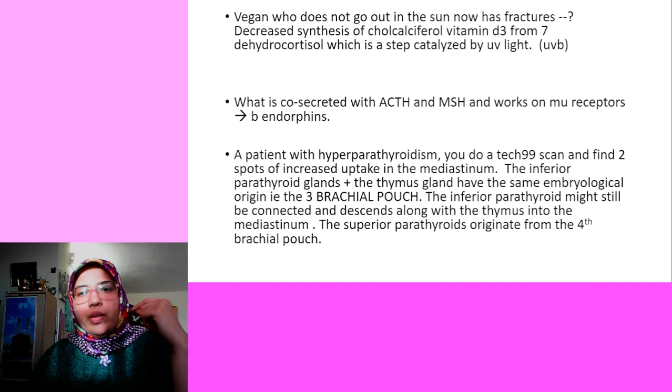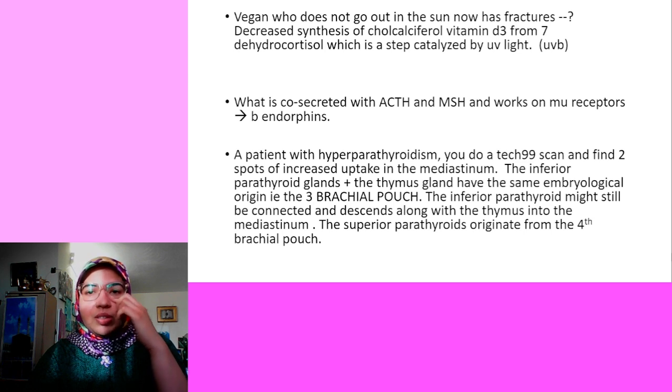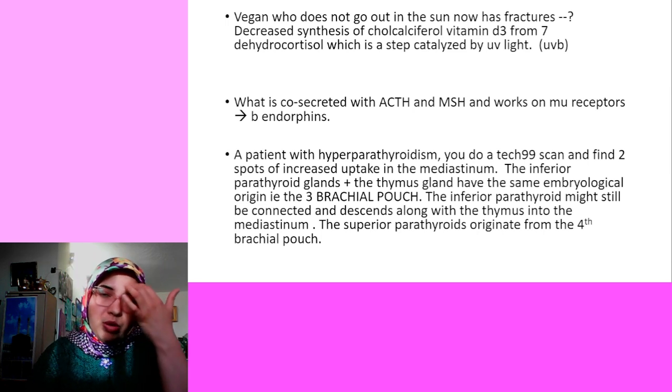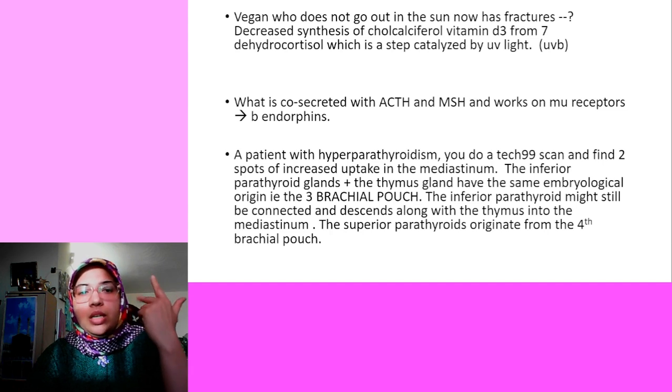A vegan who does not go out in the sun now has fractures. We said that is due to decreased synthesis of cholecalciferol, vitamin D3, from 7-dehydrocholesterol, which is the step that is catalyzed by what type of ultraviolet rays? UVB. What is co-secreted with ACTH and MSH and works on mu receptors? Beta endorphins. These 3 are broken down from POMC: ACTH, MSH, and beta endorphins.